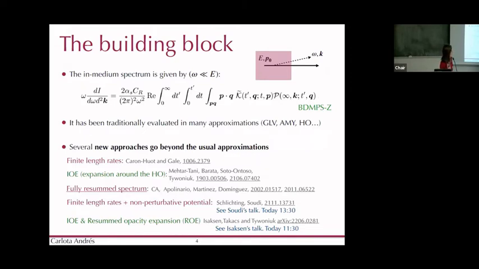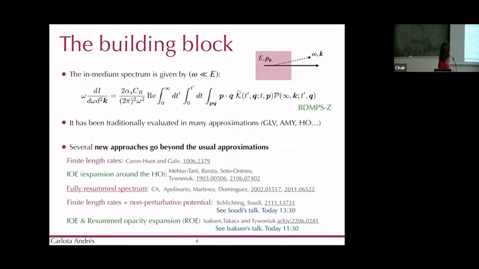So for instance, we have GLV or AMY or the harmonic oscillator approximation, which are just different approximations, different ways of evaluating this kernel. And this gives you very nice expressions that are analytic in some limits at least, and that allows you to capture many of the physical effects and understand a lot of things. But of course, they are not perfect because they are approximations. And it's very nice because in the last years, we have had many new approaches that go beyond the usual approximations.